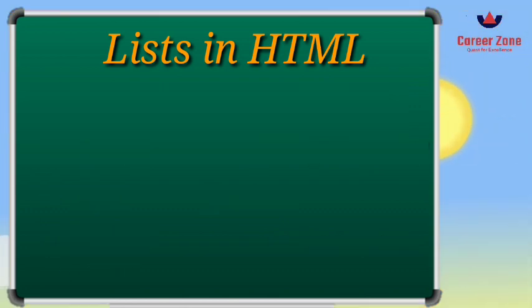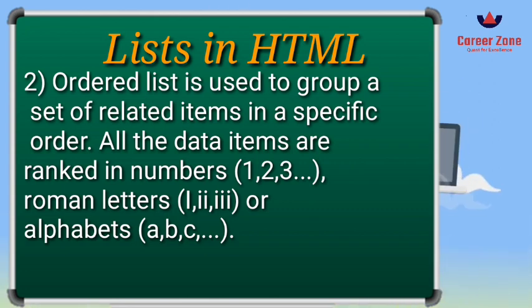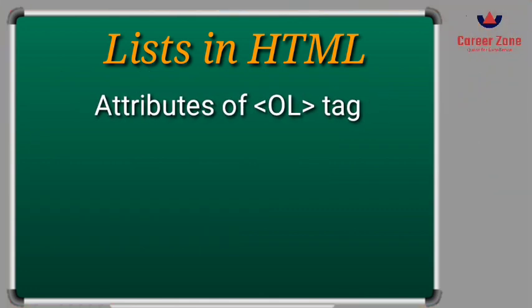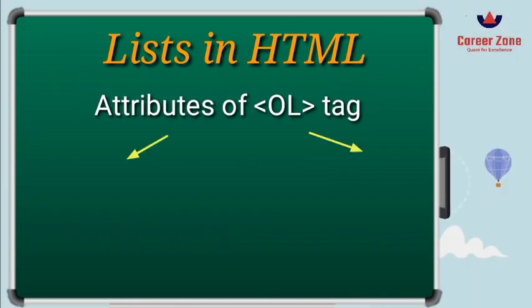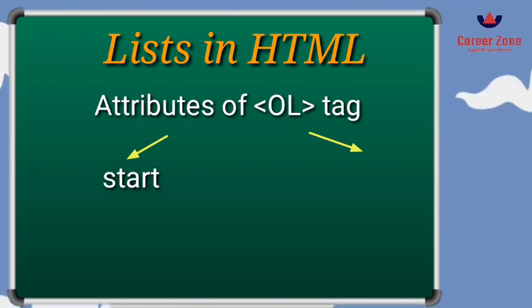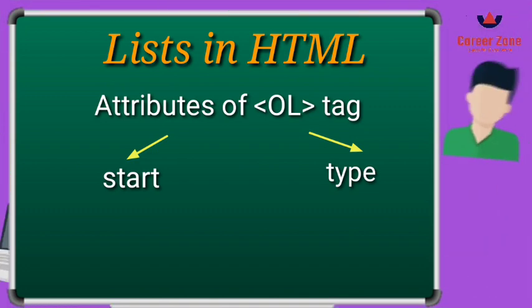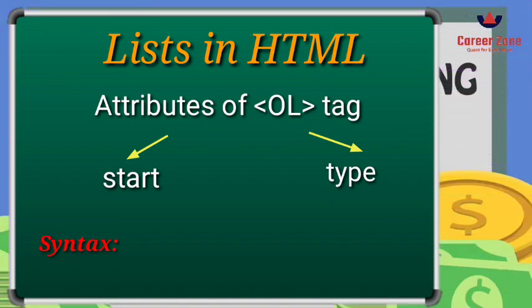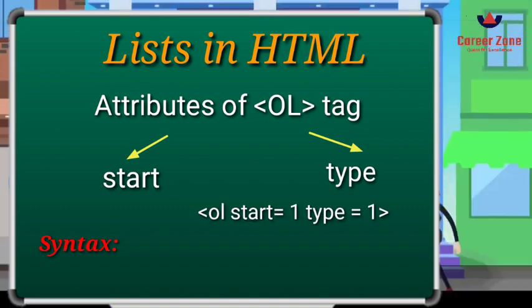Next is the ordered list, which is helpful for displaying data items which are ranked, maybe in numbers, which is 1 2 3, Roman letters or alphabets. By default it is ranked in numbers. It has basically two attributes, called start and type. The start attribute tells the browser from where the value will start, and type tells it what kind of value it is, either number, Roman letters or alphabets.